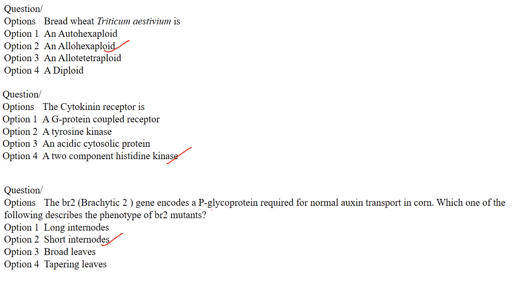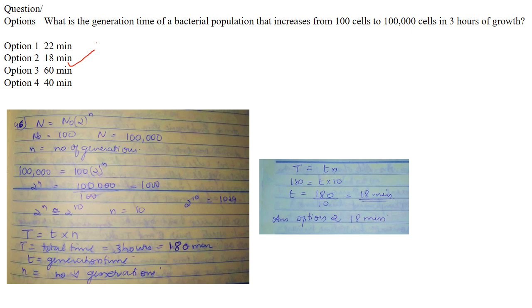Answer is option 2. Then, what is the generation time of a bacterial population that increases from 100 cells to 100,000 cells in 3 hours of growth?